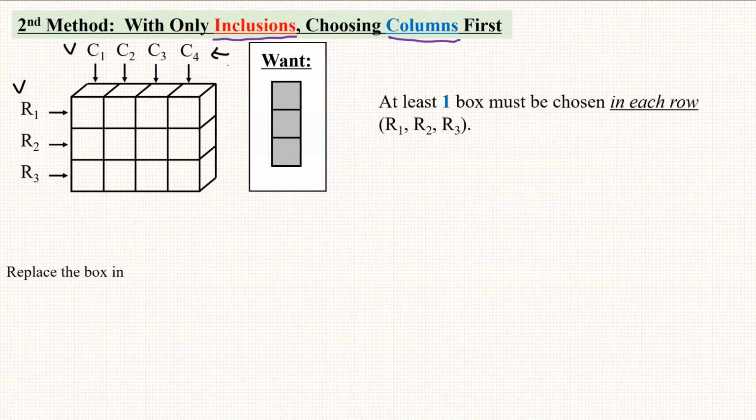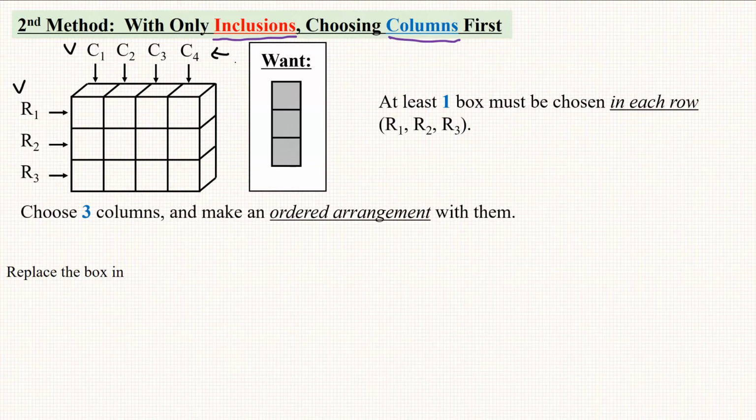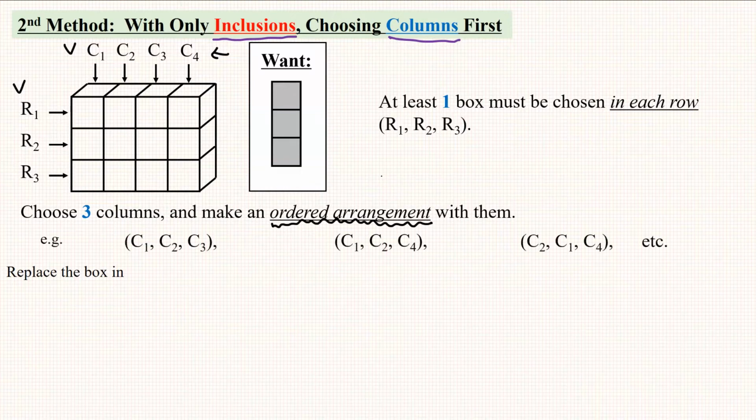We have 4 columns, so choose 3 columns out of these 4 and make an ordered arrangement with them. For example, like this. First we have the arrangement C1, C2, C3, and in the next example, we have C1, C2, C4, and in the next one, we chose the same columns as the previous one, columns 1, 2, 4, but now in a different order, 2, 1, 4. Now for the first column number in this ordered arrangement, we replace the box at row 1 in that column. Then for the second element, we replace the box at row 2 in that column.